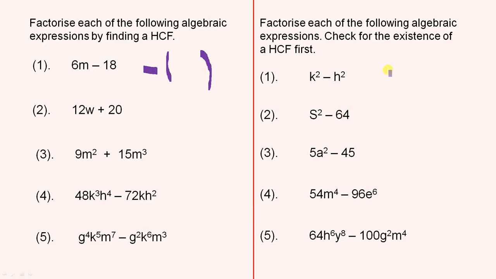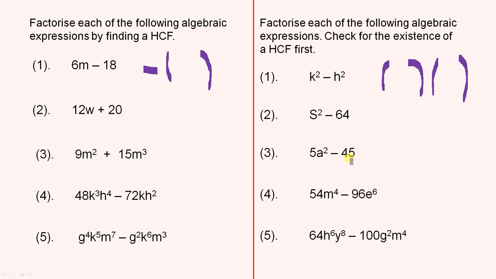Over here, express each of the following algebraic expressions. Check for the existence of a HCF first. This is the difference of 2 squares. So for this one, when you look at it carefully, you'll see that there's no HCF. So for each of those, you just write them down as the product of 2 terms. Now the video explains how to do that.